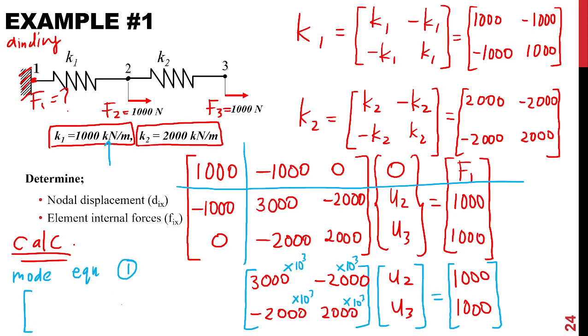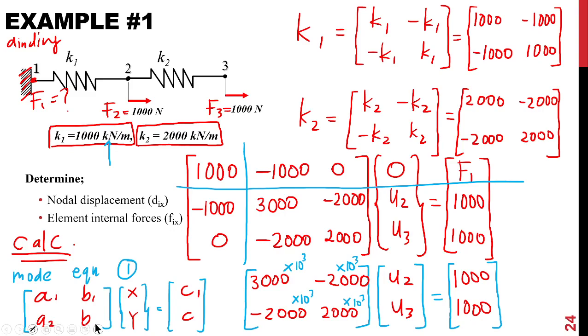Calculator dia kena macam ni lah. Ini calculator punya input. A, B, C. Yang ni dia rasa ni X kot. Ini Y. A, B, C. I think ini A1, B1, C1. A2, B2, C2. Tekan calculator semua orang.